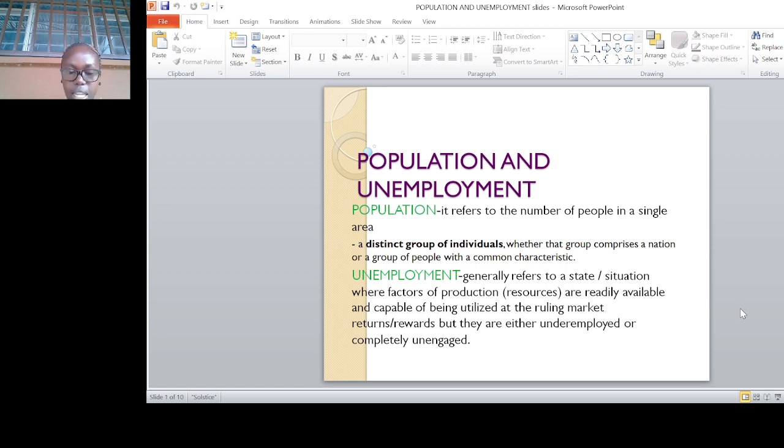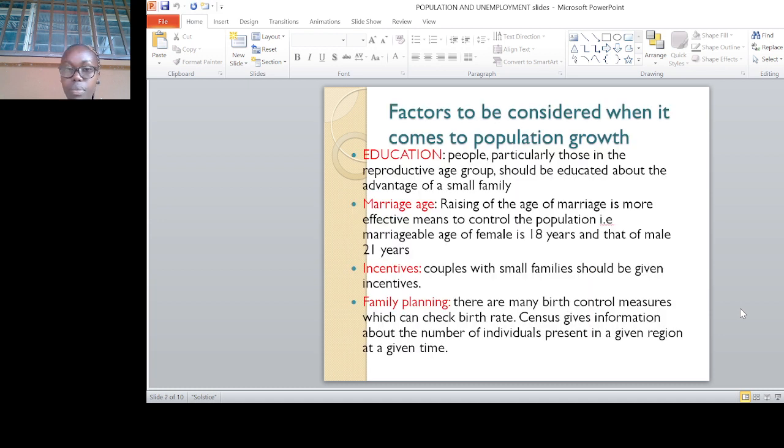Also, we are going to define the term unemployment. It refers to a state or situation where factors of production are readily available and capable of being utilized at the ruling market, but they are either underemployed or unengaged. Also, we are going to see the factors to be considered when it comes to population growth.